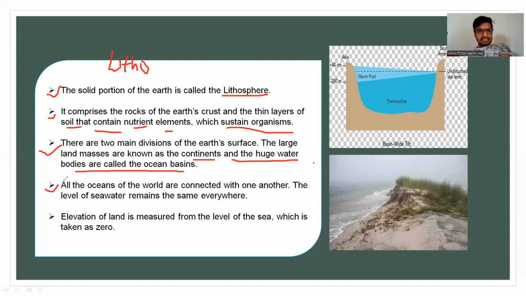And then fourth thing is all the oceans of the world are connected with one another. तो all the oceans हैं वो world are connected एक दूसरे से हैं. The level of sea water remains the same everywhere. तो sea water का जो लेवल है वो इसीलिए हमारा बराबर रहता है हर जगह का. And elevation of land is measured from the level of the sea. The elevation of the land है वो level of the sea से मापा जाता है, which is taken as zero. Okay students.